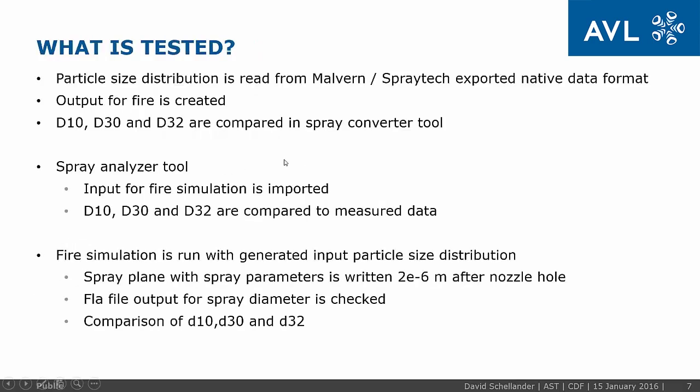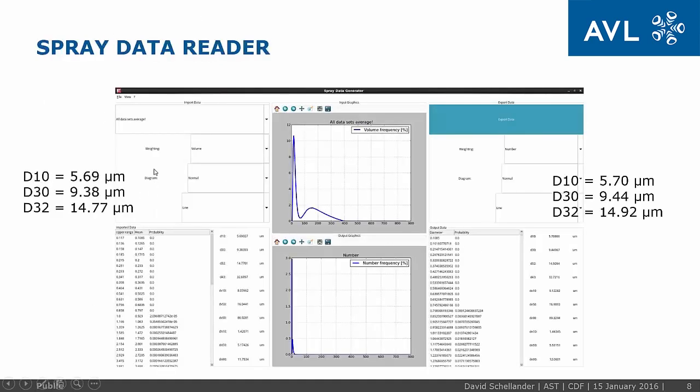So now I show you the comparison between the measured particle size distribution values, the values generated from the export tool, and also the really present values in the fire simulation. So here on the left side is the measured data, on the right side is the generated output data. So you see we are slightly differing, but only a few percent or below 1%.